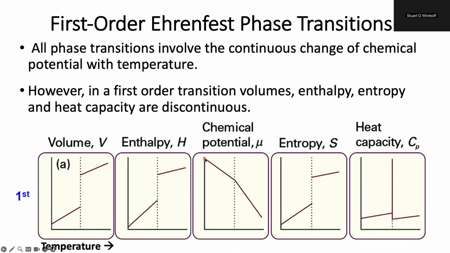Now, chemical potentials, I said these are continuous, but note that there is an inflection point here. So while the value of chemical potential is continuous, the first derivative is not. We have a change with the chemical potential and then another discrete change, which makes sense because my entropy is discontinuous and the chemical potential changes with temperature as a function of entropy.